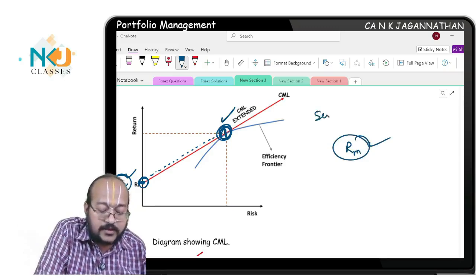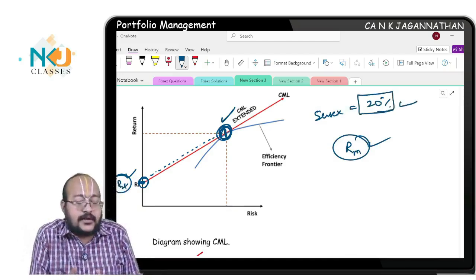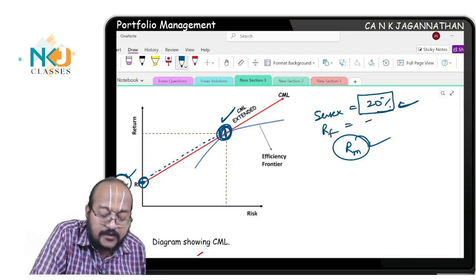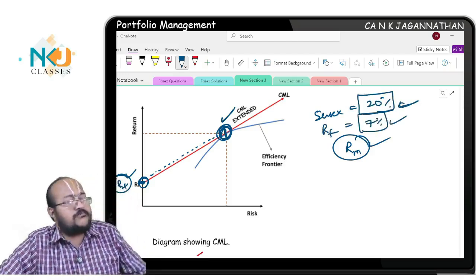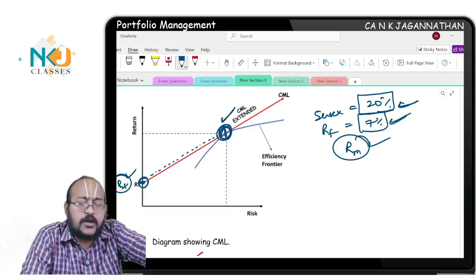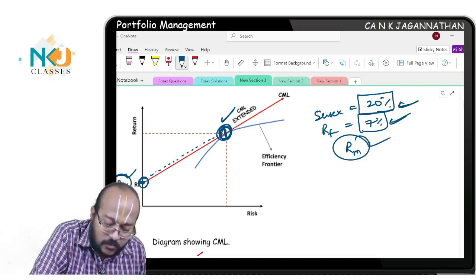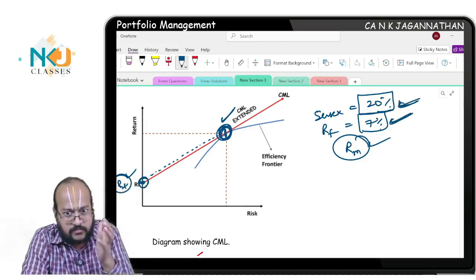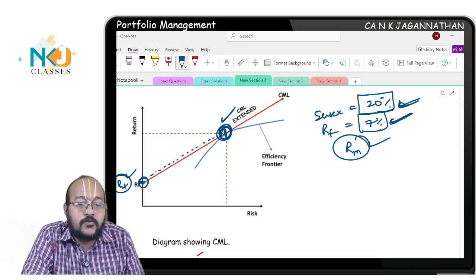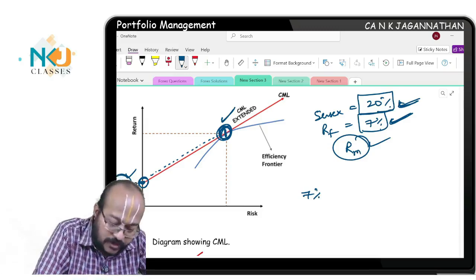Assume Sensex gave me 20% return this year. If I invest 100% of my money into Sensex, I would have earned a 20% return from the market. Agreed? Now, the risk-free asset is 7%. This year, the RBI bond gave me 7% return. If I invest 100% of my money in this bond, it will earn me 7% return. But if you invest in between these two, if your portfolio has some portion of risk-free asset and some portion of market asset, what return will it yield? It will yield at least this 7%, absolutely, because some portion of it will earn 7% return.